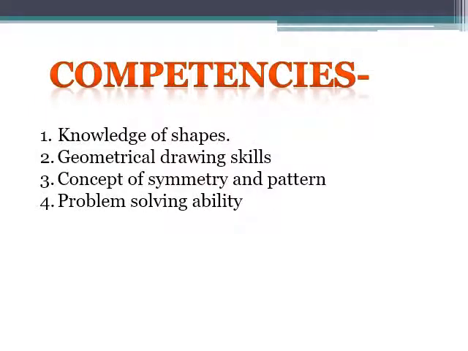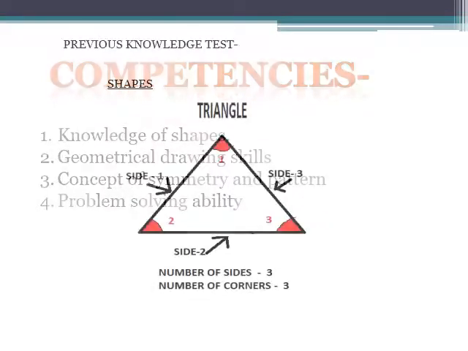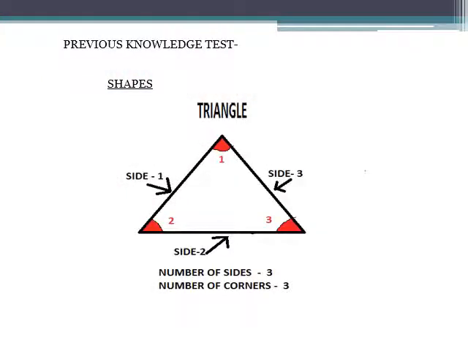In this chapter, we will focus on the following competencies: knowledge of shapes, geometrical drawing skills, concept of symmetry and pattern, problem solving ability. Before we start the lesson, let us have a quick recap of our previous knowledge based on shapes. Here you can see the picture of a triangle. Triangle is a closed shape with 3 sides and 3 corners.